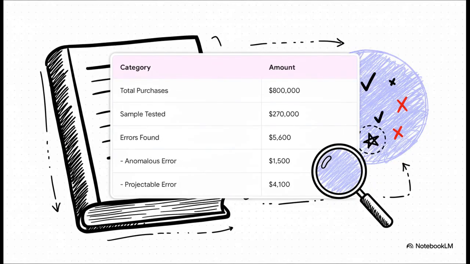Okay, let's walk through this example right here. An auditor tests a $270,000 sample of a company's total $800,000 in purchases. In that sample, they find $5,600 in errors. Now, they split this up. $1,500 is an anomalous error. Think of it as a weird, one-off fluke that probably won't happen again. But $4,100 is a projectable error, a consistent issue that's probably happening elsewhere too.